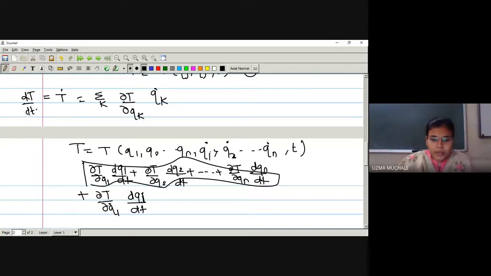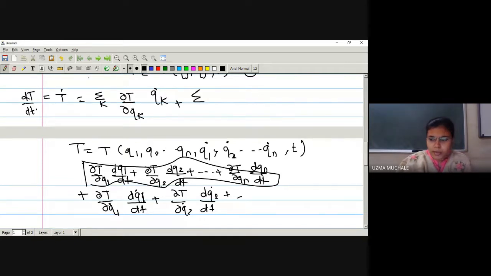So what we have to do for the next term, you have to evaluate the derivative of this q1 dot, q2 dot, and so on. So in a very similar way we have to do the same procedure: dou T by dou q2 dot into the derivative of q2 dot with respect to t. So similarly this term also we will get, right? So for that let me write down this term here only.